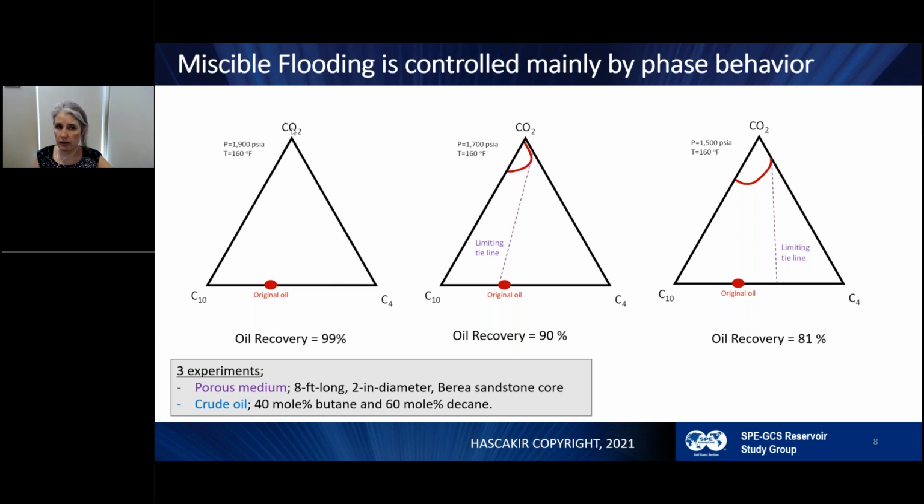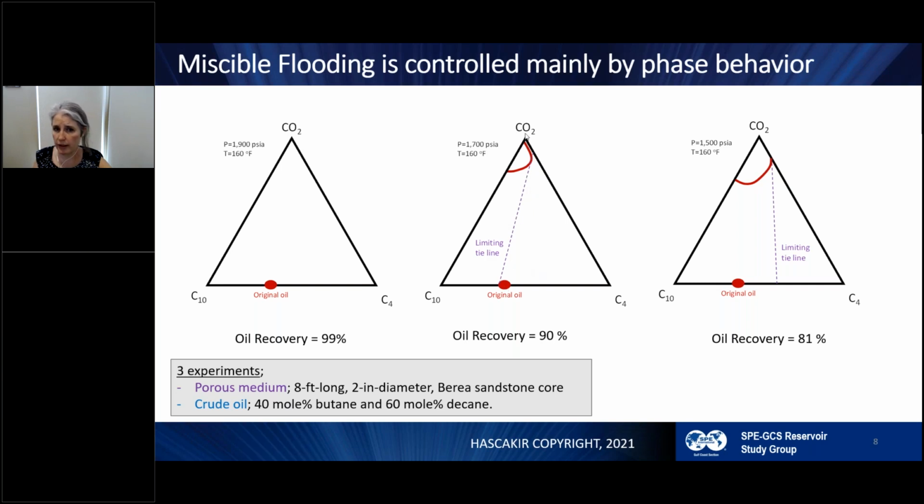What I'm doing, I'm just plotting a line between the injection fluid and the initial oil, and I'm seeing if this line is passing through a two-phase envelope. And I'm not seeing any two-phase envelope in this phase diagram. That's why this is 100% miscible, and that's why I'm getting a really high recovery. And if I would like to lower the pressure in this experiment to 1700 psi, I'm seeing a kind of a two-phase envelope formation here. Okay, so if I plot a line between carbon dioxide and the initial oil composition, this line is passing through the two-phase region, which means that this is not 100% miscible, but it is multi-contact miscible.